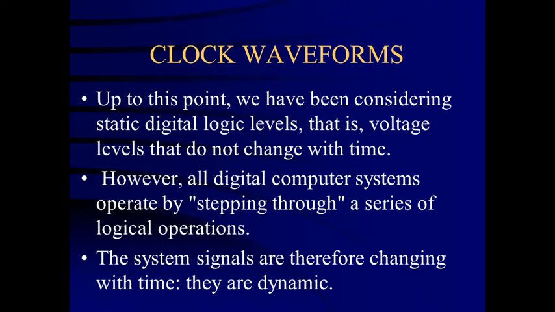However, all digital computer systems operate by stepping through a series of logic operations. The system signals are therefore changing with time, they are dynamic. So we are going to give the signal now, instead of stable levels, as a dynamic level. That means automatically they repeat that cycle for a certain period. Let us say for time T1 it remains high, and then for a certain period, that is time T2, it remains low, and this cycle is going to repeat automatically after completing.